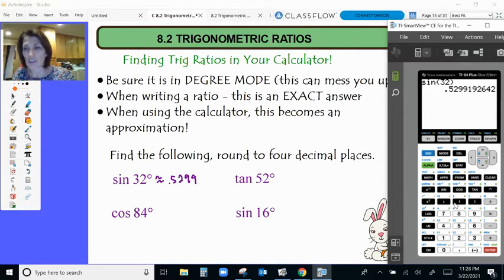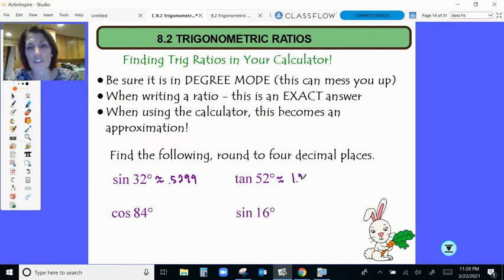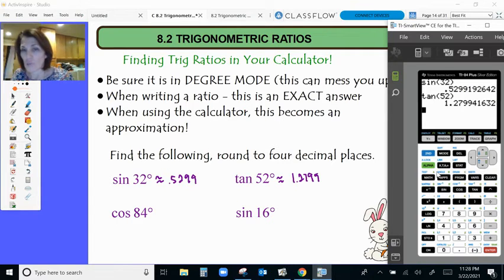So tangent. Now I'm going to go tangent of 52. Close my parenthesis, and I get 1.2799. Now notice that my tangent's the only one that's going to be over 1. Cosine and sine are never going to go over 1. I wonder why. Okay, let's go cosine of 84.